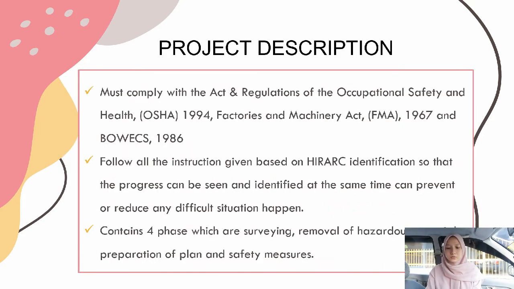Next, for the project description, it must comply with the Act and Regulation of OSHA 1994, Factories and Machinery Act 1967 and BOEX 1986. Follow all the instructions given based on the hierarchy identification so that the process can be seen and identified, and at the same time, can prevent or reduce any difficult situation that happens. It contains 4 phases which are surveying, removal of hazardous material, preparation of plan and safety measures.